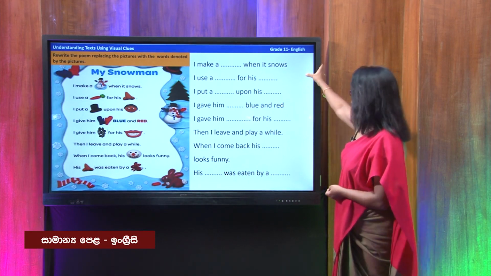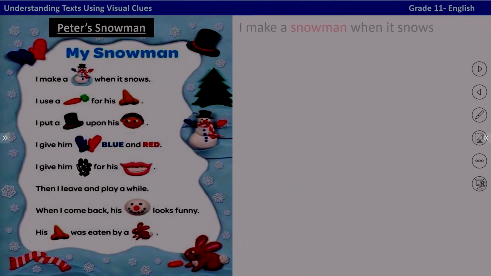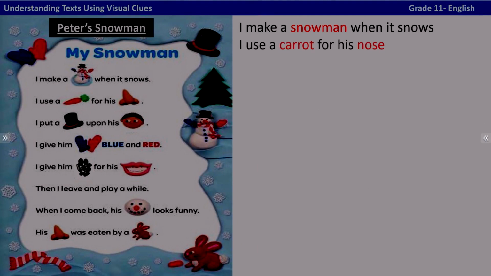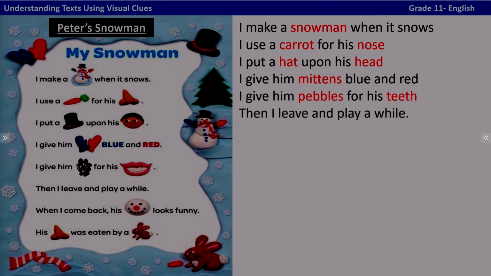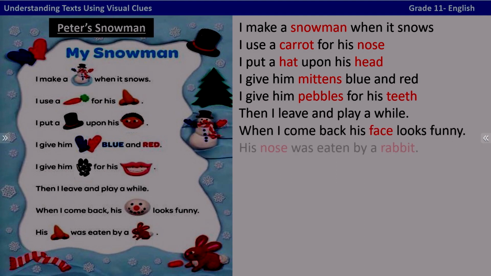My snowman. I make a snowman when it snows. I use a carrot for his nose. I put a hat upon his head. I give him mittens, blue and red. I give him pebbles for his teeth. Then I leave and play a while. When I come back, his face looks funny. His nose was eaten by a rabbit.